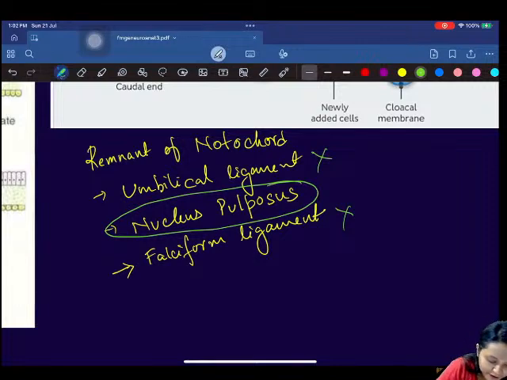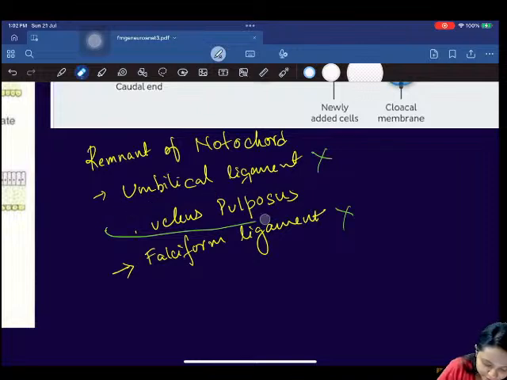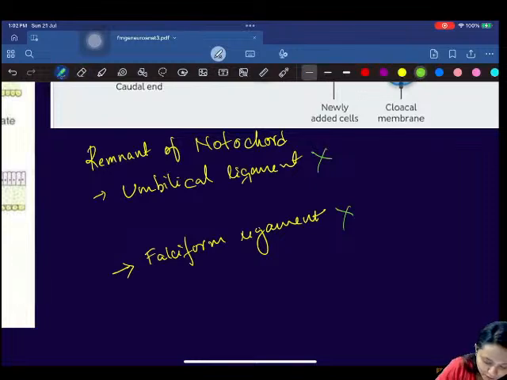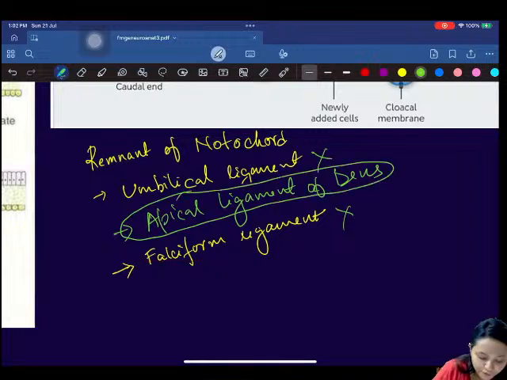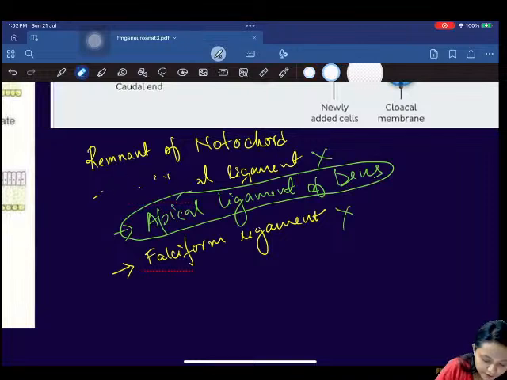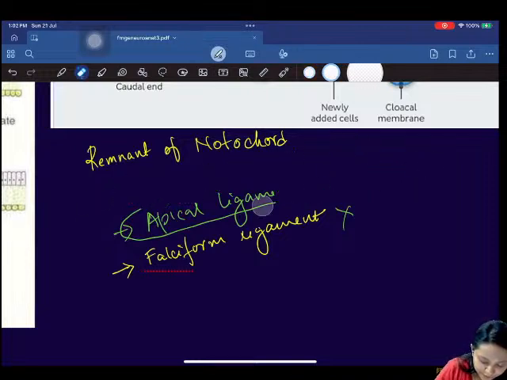Now one more tricky thing they might ask: they might not give you the option of nucleus pulposus, as it is very obvious. They might give you the option of the apical ligament of Dens among all the other ligaments. Then the answer will be the apical ligament of Dens. So you know that the remnant of notochord is both the nucleus pulposus and the apical ligament of Dens.